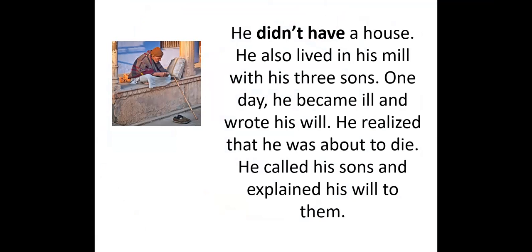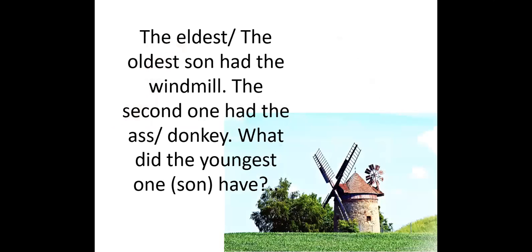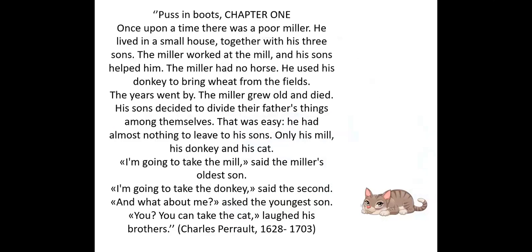He lived with his 3 sons. One day, he became ill and wrote his will. He realized that he was about to die. He called his sons and explained his will to them. The eldest son had the windmill. The second one had the ass, the donkey. What did the youngest son have? He had the cat. We know this. Now this is the original but simplified, of course.